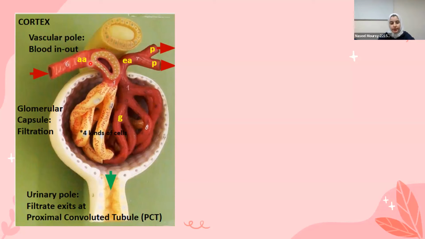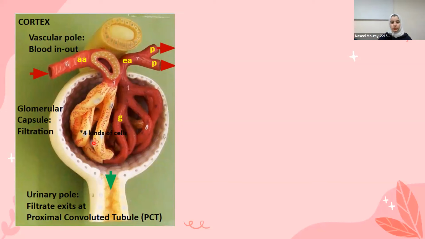And then that branches further into this G. What's G? Glomerulus. Or if you want to be more specific, glomerular capillary bed. Good. So this is mainly where the filtration happens. First capillary bed. Good.